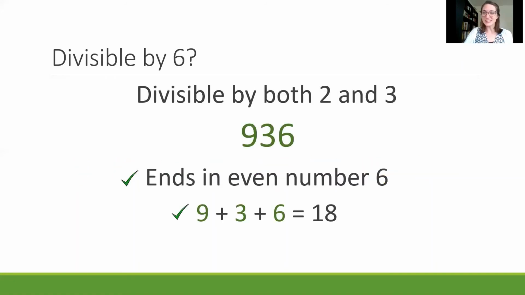So when do you know if something is divisible by 6? Well, it's divisible by 6 if you can divide it by both 2 and 3. Makes sense, right? Because 2 times 3 is 6. So that'll be a little easier to remember.